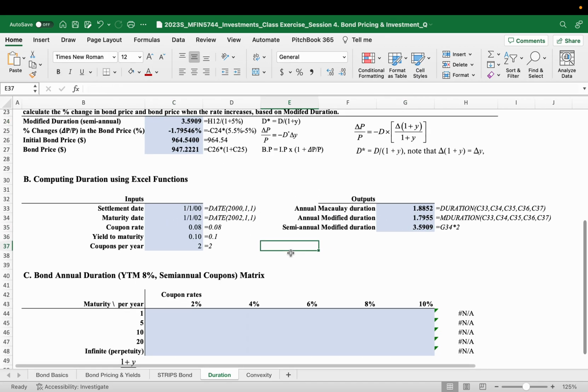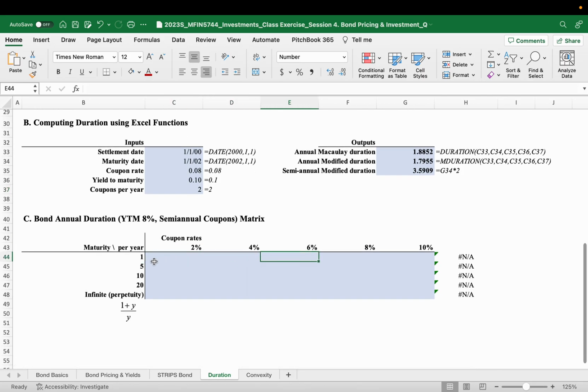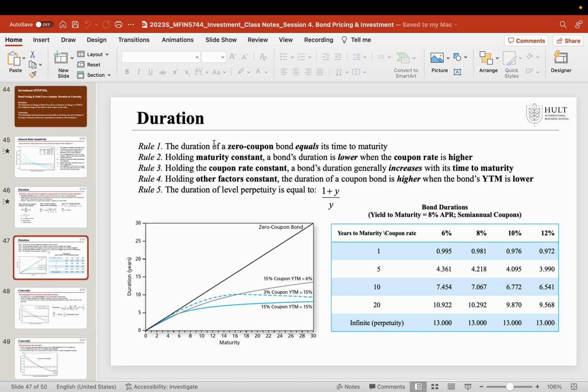Is that right? Yeah. For this, I want you to practice the bond annual duration metrics so that you can find the relationship here. I want you to clearly understand the duration rules, the relationship between the coupon rate and duration, and years to maturity, so that you can understand this graph.